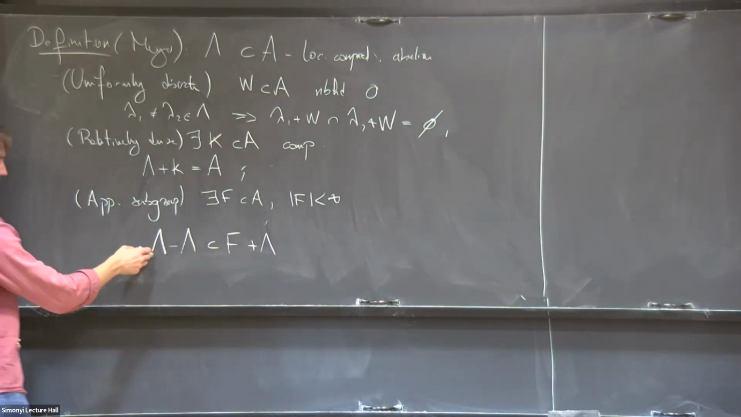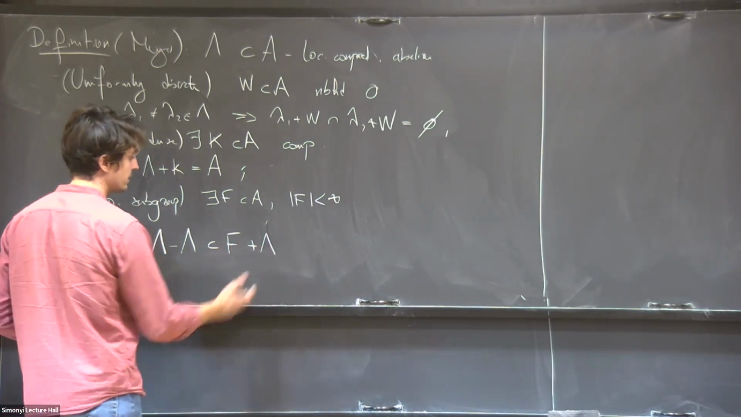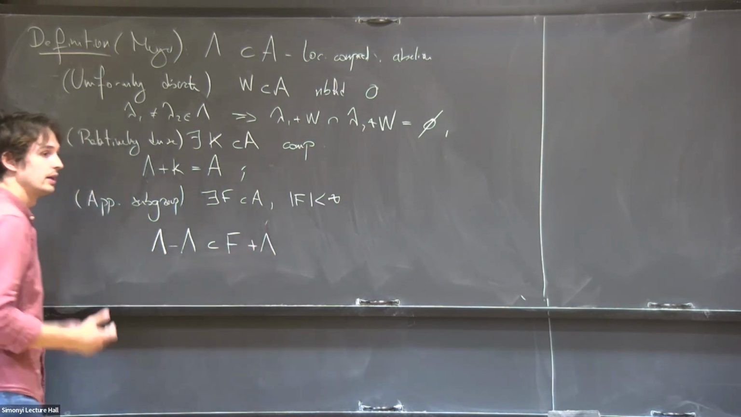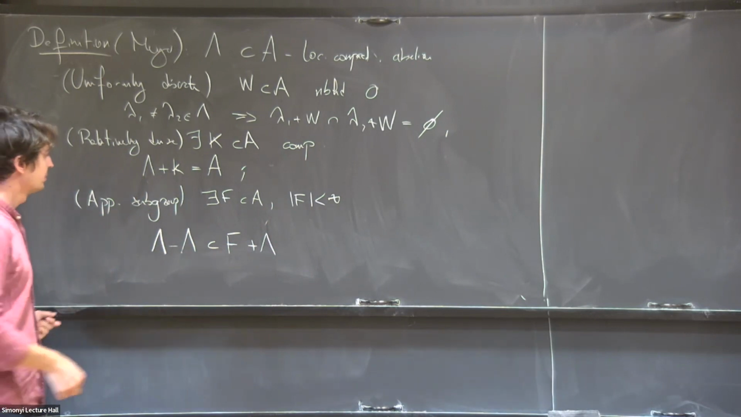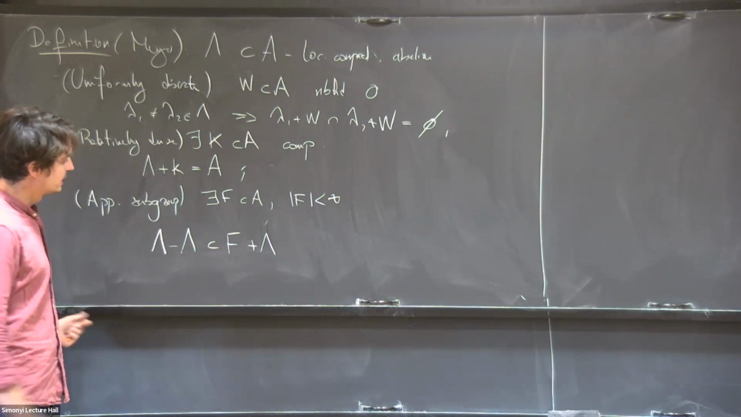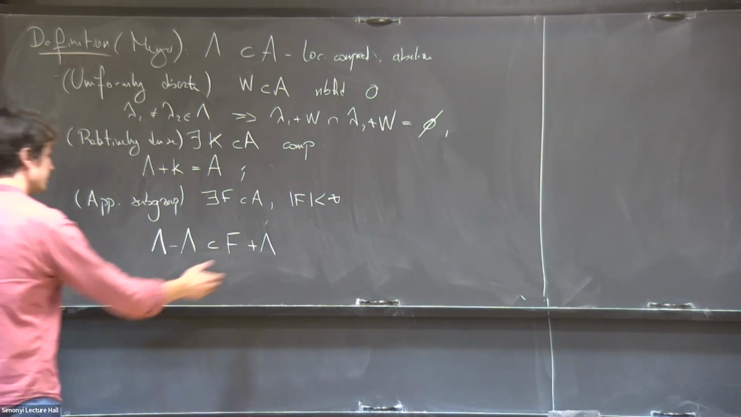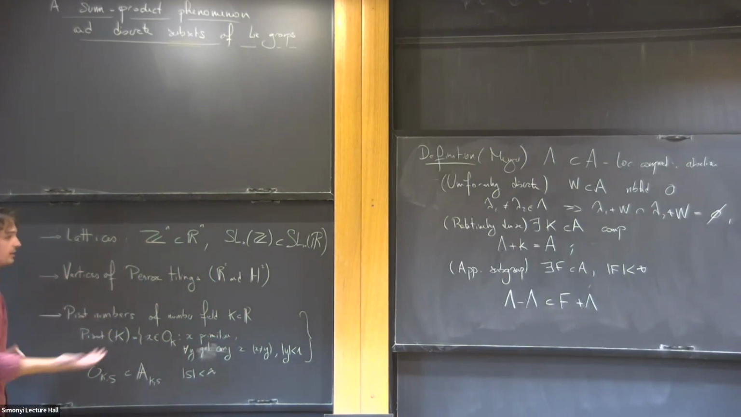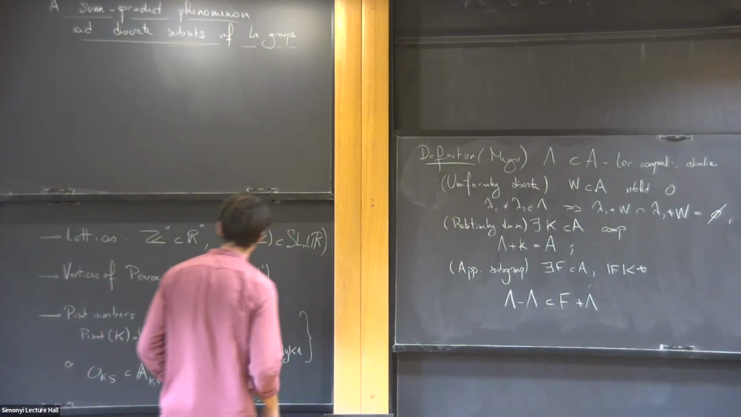Here, what do I mean by lambda minus lambda? I just mean the set of all the differences of two elements of lambda, and here I mean the set of all the sums of one element of F and one element of lambda. F being small, because compared to lambda, which is infinite, being finite is small. You see that what that means is that the difference is not much more than the set itself, and so you can see why, for instance, Zn is obviously a Meyer set. It satisfies all of these properties quite easily.